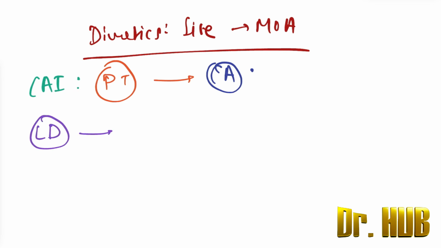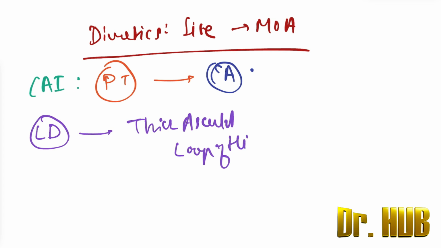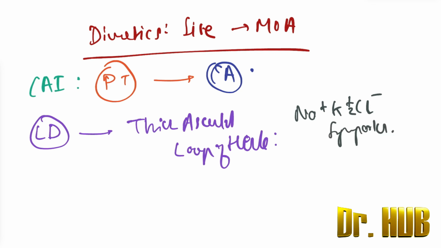Then we look at the loop diuretics. In loop diuretics, the site of action will be the thick ascending loop of Henle. And what will be the transport inhibited? Inhibited is the sodium, potassium, chloride symporter.